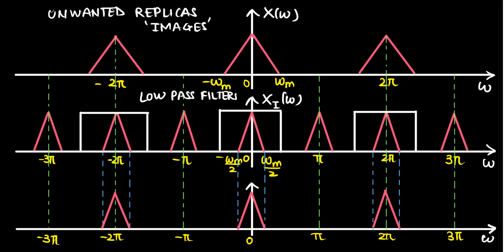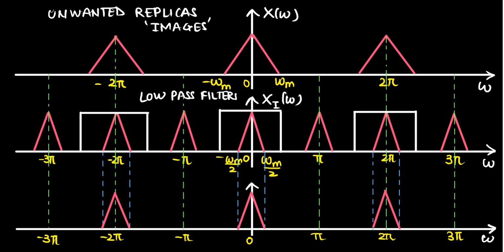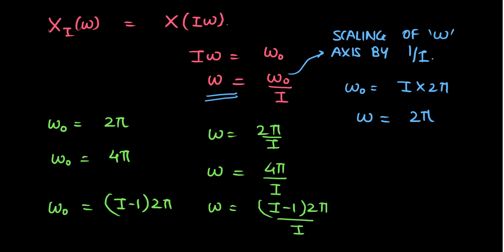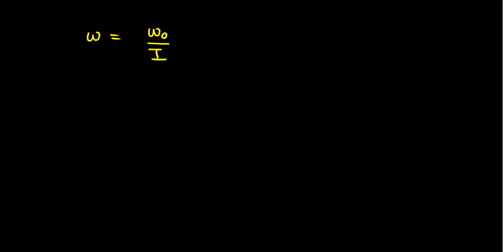So this filtering operation allows us to remove the unwanted images that arise due to this interpolation operation. So now, as we had seen the need for decimation, let us now try to find what changes in the sampling frequency occur when we interpolate the signal. So we had seen that the new omega is given by omega naught by I. We had seen this scaling operation earlier here. We had seen that the initial omega axis is basically scaled by a factor of 1 by I. So we have it something like this.